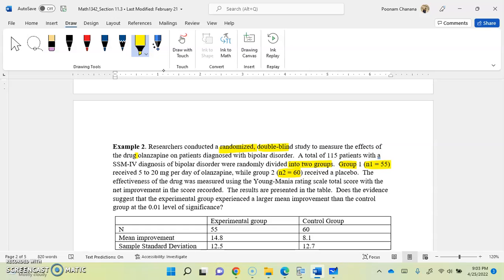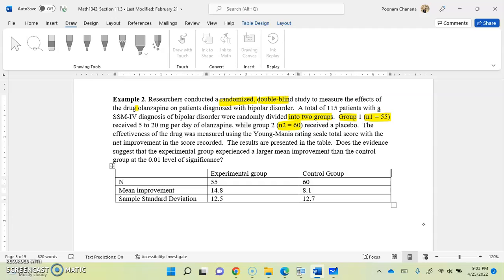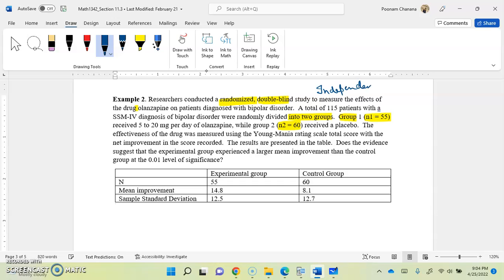The effectiveness of the drug was measured using the Young Mania Rating Scale total score, with net improvement score recorded. The results are presented in the table. So what do we have? There are two groups, the experimental group and the control group, right? You can see they are divided into just two groups, without any matched pair thing going on. So that tells me these are independent samples, not dependent samples. You need to read the question and figure that out.